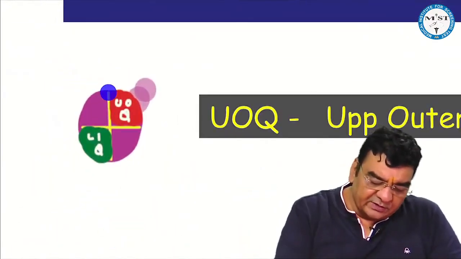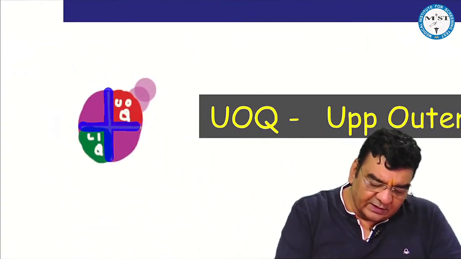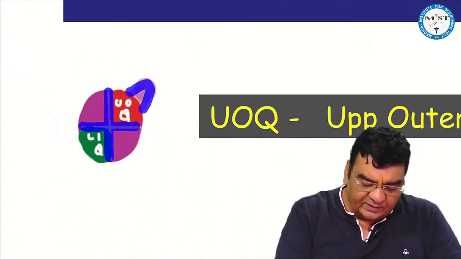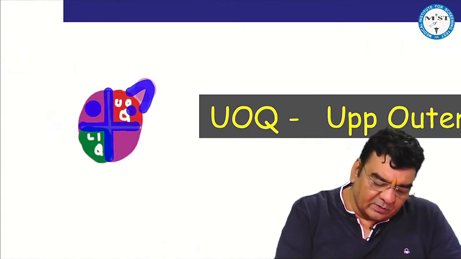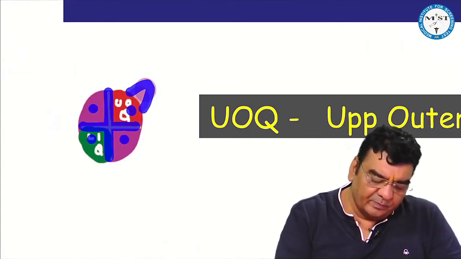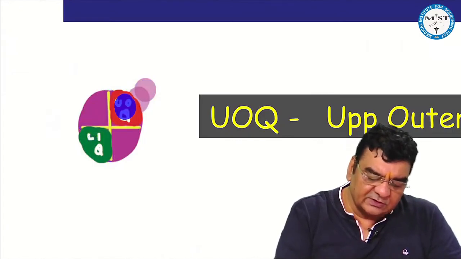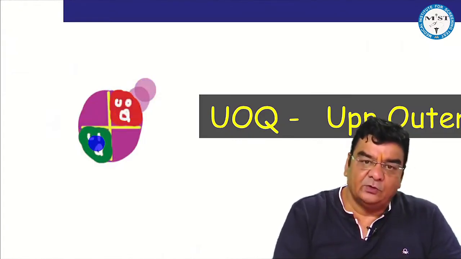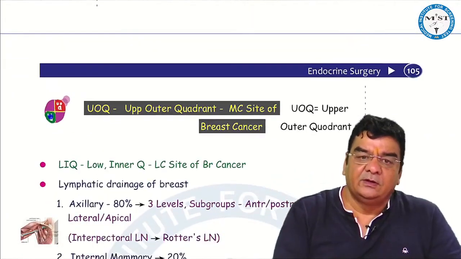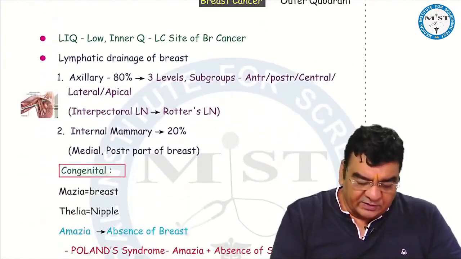We can divide the breast into 4 quadrants. If this is the axillary tail, then this will be the upper outer quadrant, the upper inner quadrant, the lower inner quadrant, and the lower outer quadrant. The most common site of breast cancer is the upper outer quadrant, and the least common site of breast cancer is the lower inner quadrant. Lymphatic drainage of the breast.